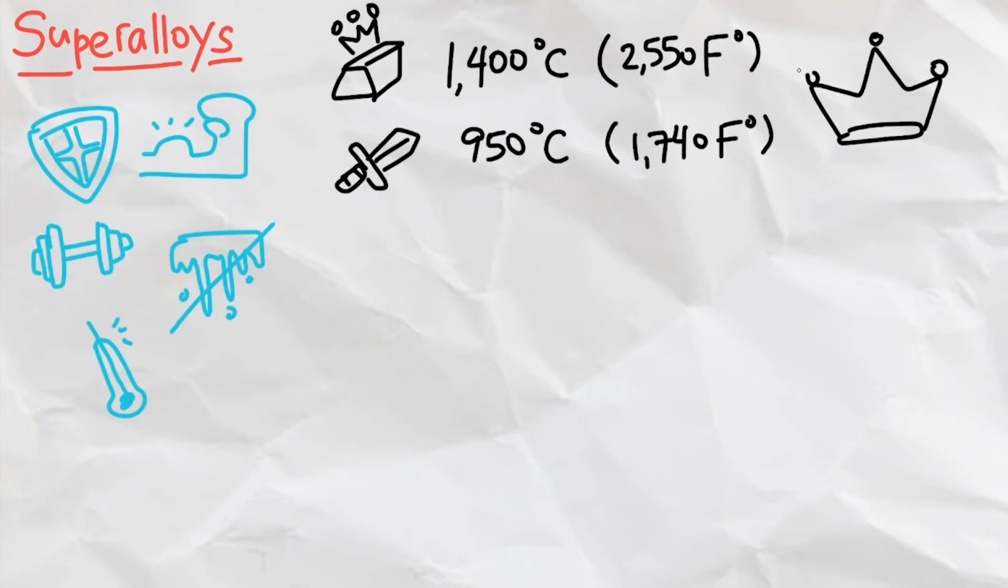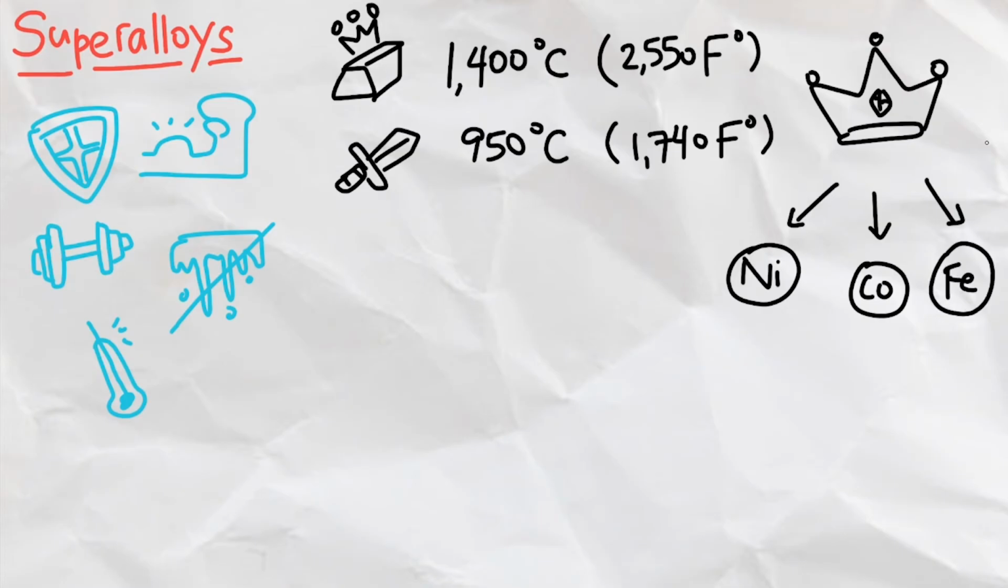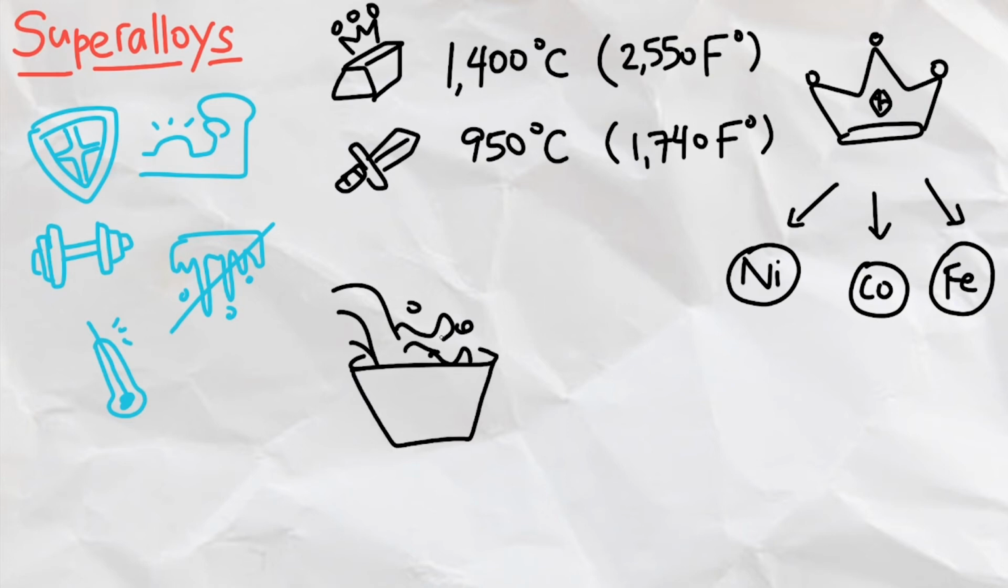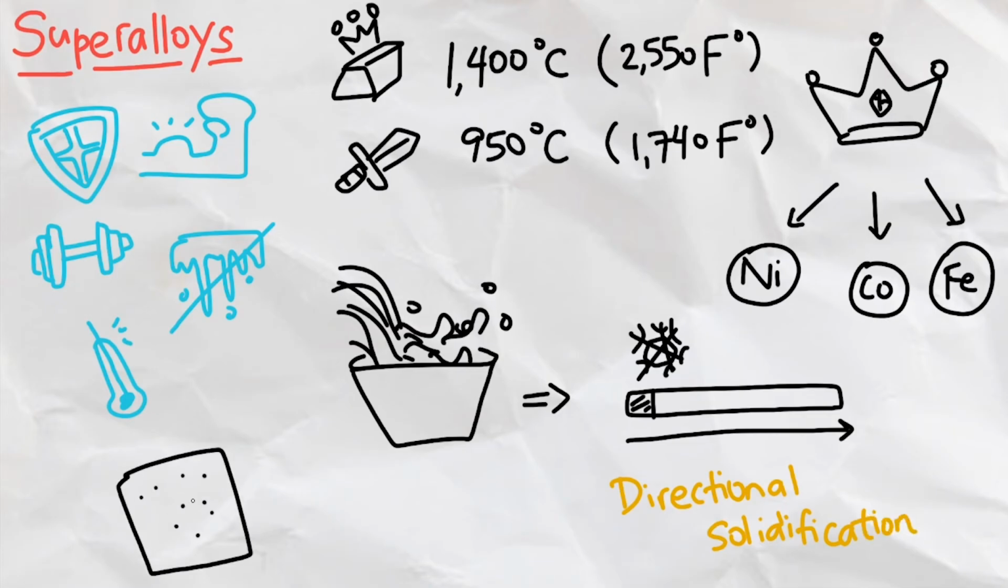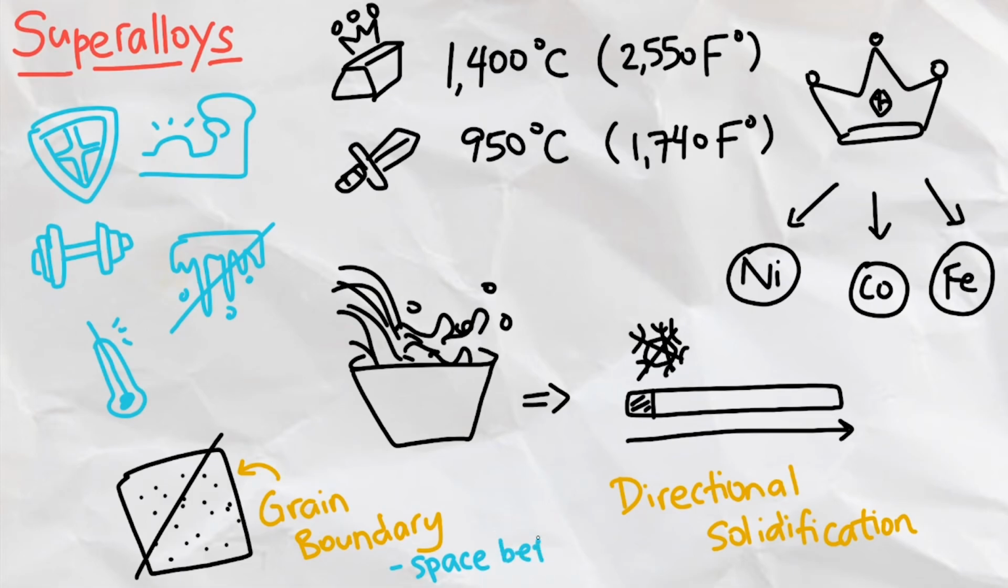Superalloys are mainly based on nickel, cobalt, or iron, with a plethora of other metals and nonmetals added for their superior properties. The production of superalloys is a lot more complicated, so the quick rundown is that when the molten metal is mixed, it is cooled from one end to the other slowly, instead of all at once, through a process called directional solidification. This procedure will eliminate any grain boundaries or any misalignments between atoms.